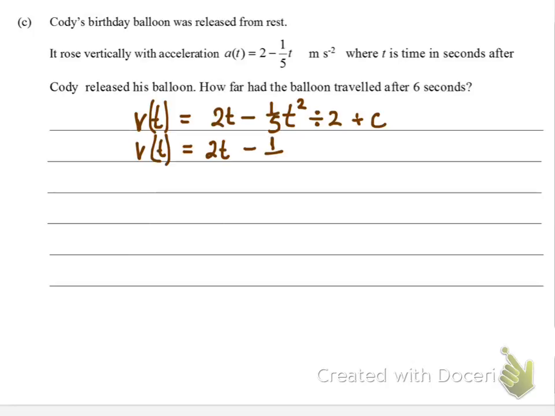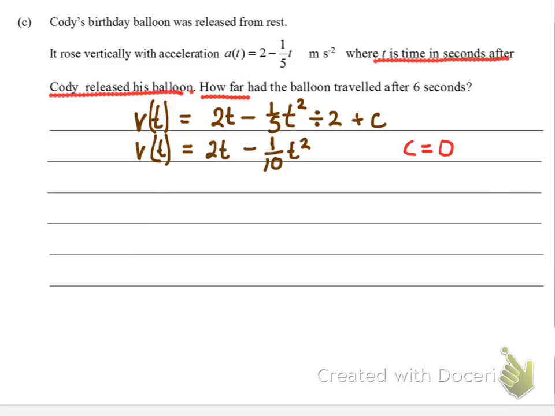Tidy that up a bit by putting that as negative 1/10. The c is actually 0. When you think about it, it's time in seconds after he releases this balloon. So both the distance and the velocity constants are 0, because when he's holding the balloon it's not moving and the distance is 0 from his hand. We want how far, so we want the distance equation.